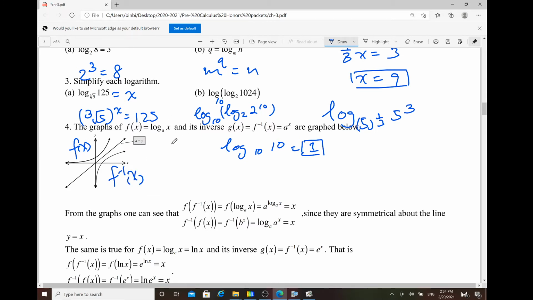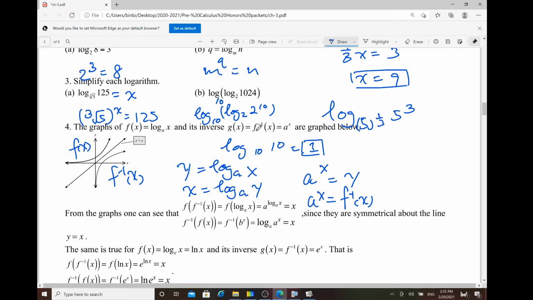In order to show that they're inverses, here's what we can do. Set y equals log base a of x. The way to find the inverse is to swap the variables, so x equals log base a of y. In order to solve for y, we want to convert it back to exponential form. In other words, a, the base, to the power of x. So what is that equal to? y. And y is already used for the original function, so we put it in inverse notation. And that's what we got.